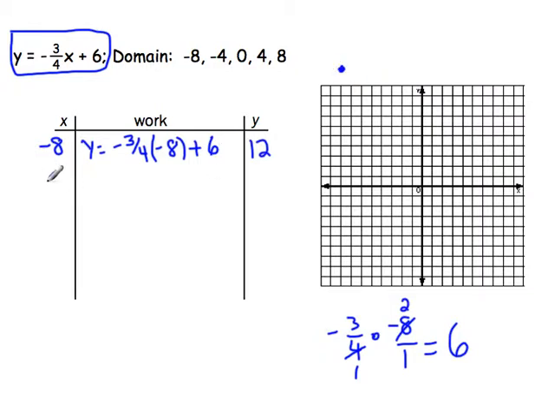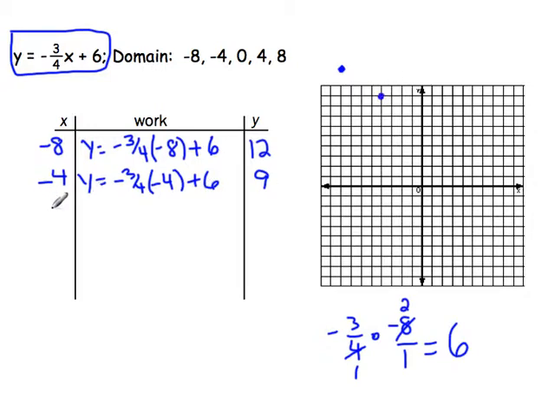Now I'm going to plug in -4, so y equals -3/4 times -4 plus 6, okay? -3/4 times -4, think about it, the 4s would factor out, so I'd end up with 2 negatives make a positive. +3 plus 6 is 9. So I have a point at -4, 9.